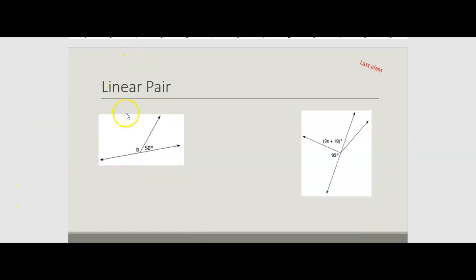So here's what I was talking about before, a linear pair. A linear pair are angles that are on a straight line, that word linear, and they always add up to 180 degrees. Because we know a straight angle is 180 degrees. Remember, we learned that last class together. So this is on a straight line. We know that these two angles add up to 180.